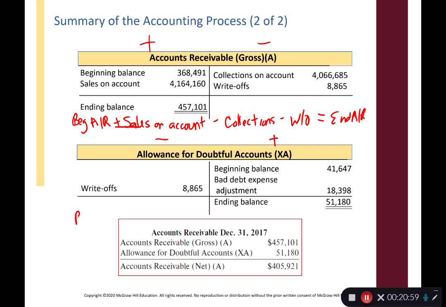Likewise, our allowance is going to start with the beginning allowance, the beginning deadbeats, plus new deadbeats we estimate through bad debt expense, minus write-offs, because it's no longer an estimate when it's written off, so it comes out of our estimated allowance, gives us our ending allowance. And that's another formula that's going to be extremely important as we move on in this chapter.